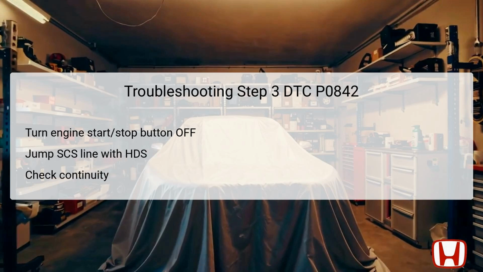In the third troubleshooting step, the goal is to check for any shorted wires along the OP2SW line. Begin by turning the engine start-stop button to off mode to ensure safety. Next, utilize the HDS to jump the SCS line. This essentially sets the system up to check for continuity issues. Following this, disconnect the PCM connector B, 51P, for safety reasons.